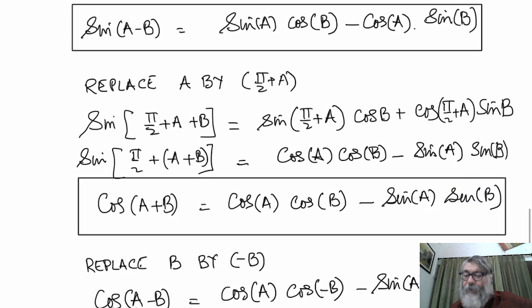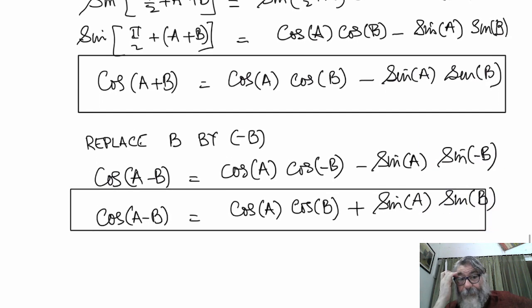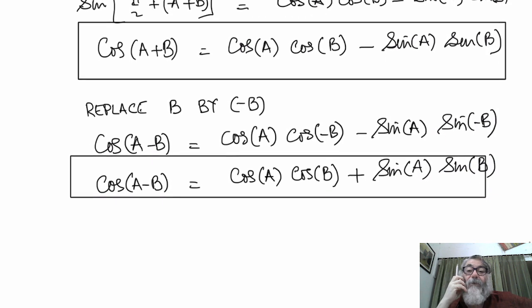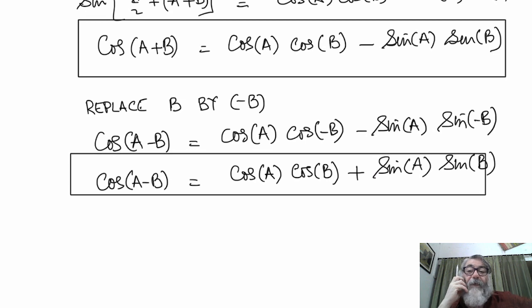But when it comes to the question of cos A plus B, the combinations are cos cos sin sin. Cos A cos B, sin A sin B. But here plus sign is there, but on the right hand side the opposite sign is there. And again cos A minus B is cos A cos B plus sin A sin B.